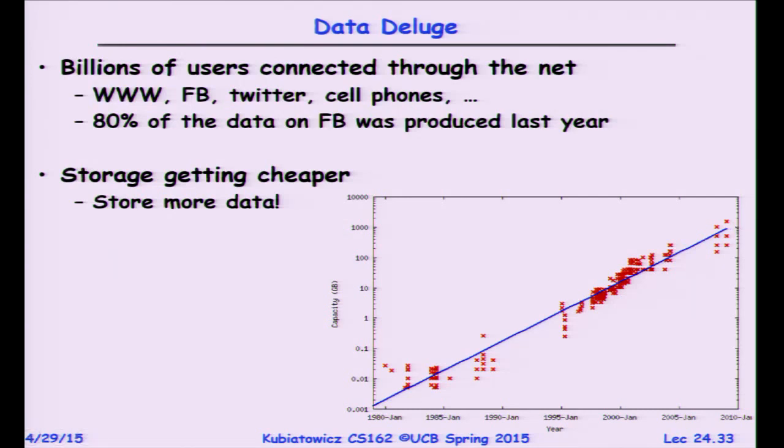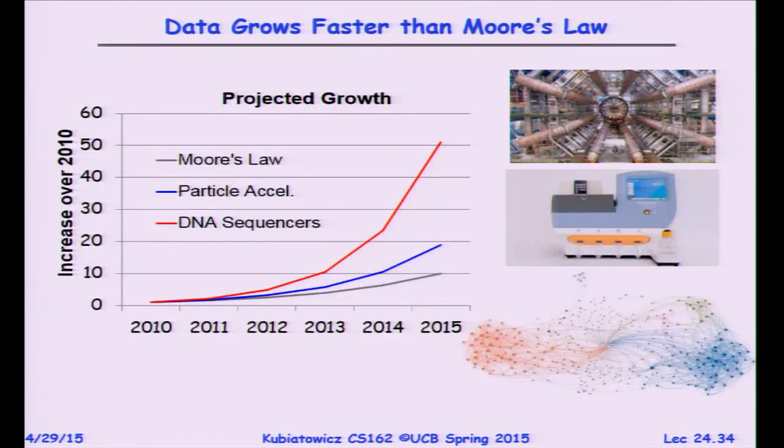The question is, what do we do with it? How do we do something useful with it? And the amount of data, unfortunately, is growing faster than our components are growing. There are examples here. Here's Moore's law growth, which is that growth in the number of elements on chips. And notice that the data coming off of even particle accelerators is growing at a faster exponential curve. And DNA sequencers are sequencing things faster.